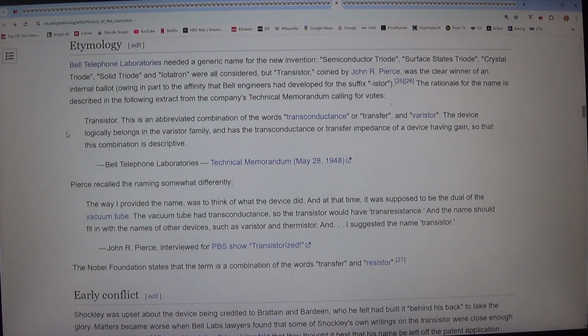Transistor. This is an abbreviated combination of the words transconductance or transfer, and varistor. The device logically belongs in the varistor family, and has the transconductance or transfer impedance of a device having gain, so that this combination is descriptive. Bell Telephone Laboratories, Technical Memorandum, the 28th of May, 1948.